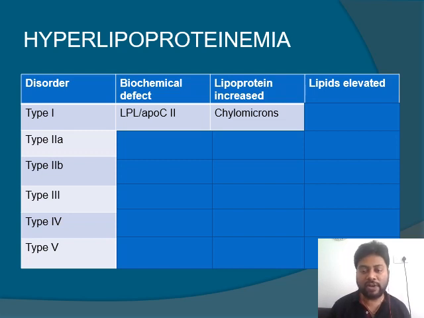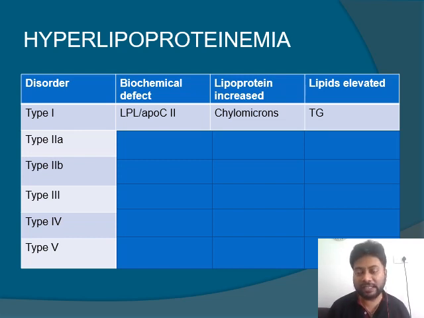Chylomicrons are rich in triglycerides. So triglycerides cannot be taken up by the peripheral tissues, and they will accumulate in the blood, leading to a condition called familial hypertriglyceridemia. So type 1 disorder patients will present with excess triglyceride levels in the blood. Why is there excess triglyceride level? Because chylomicrons are not metabolized and are accumulating in the blood. Why are chylomicrons not metabolized? Because of the defect in the lipoprotein lipase enzyme or the ApoC2 protein. So that's it about type 1 hyperlipoproteinemia.